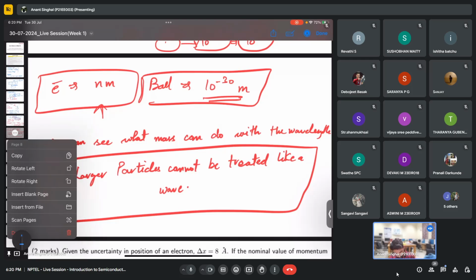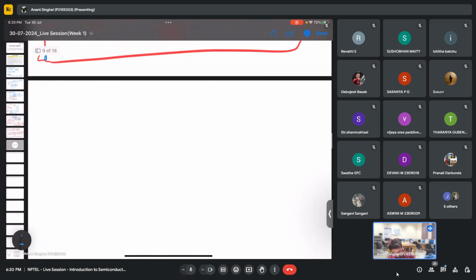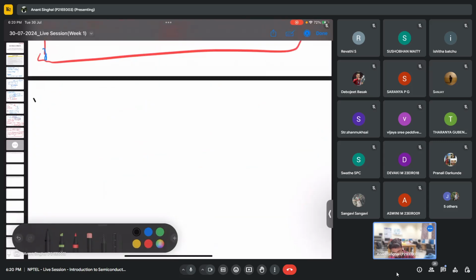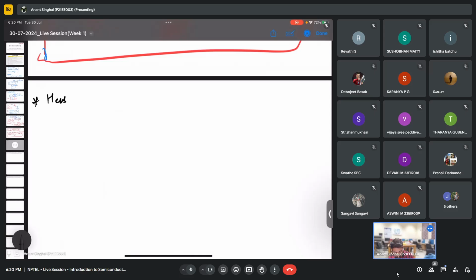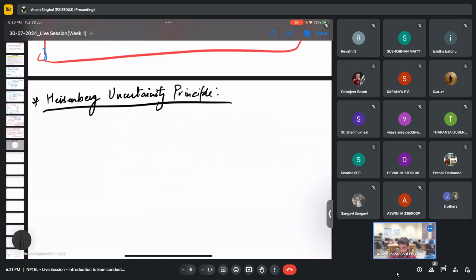Okay, so after this, what we have in terms of the basic theoretical part is the Heisenberg uncertainty principle. Can anyone tell what is the Heisenberg uncertainty principle?